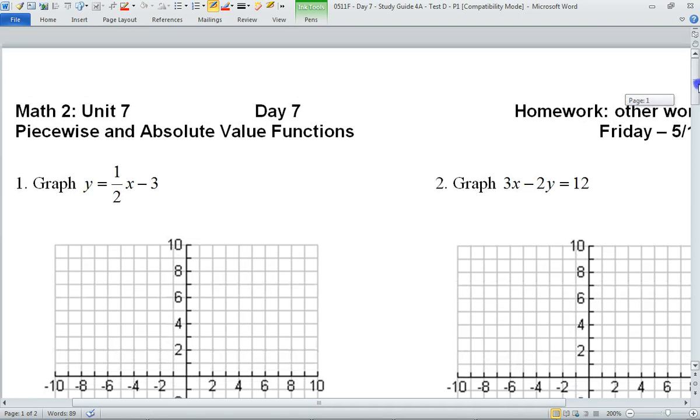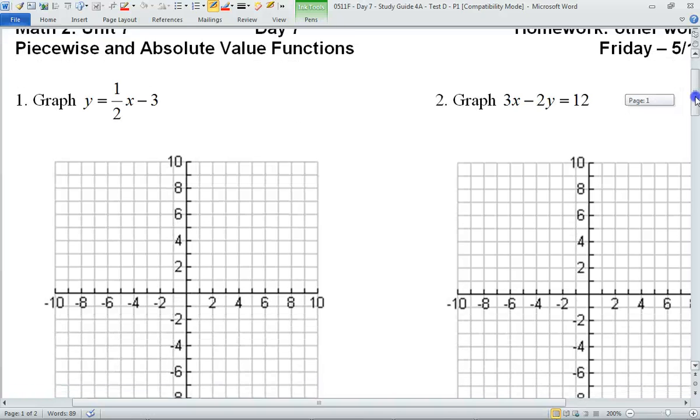Okay, so quiet mode, and let's do day 7.